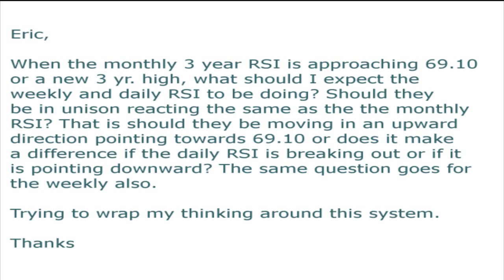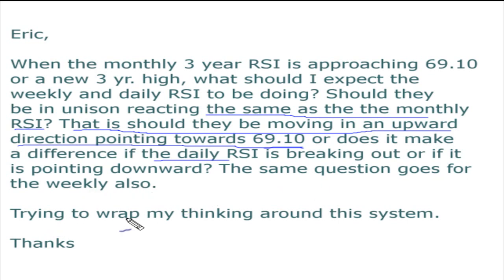And the question continues, should they be in unison, reacting the same way as the monthly RSI? So what should they be doing is the question. That is, should they be moving in an upward direction pointing towards 69.10, or does it make a difference if the daily RSI is breaking out or if it is pointing downward? The same question goes to the weekly also.